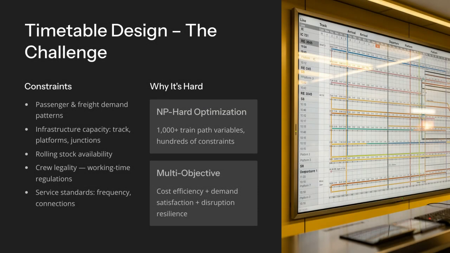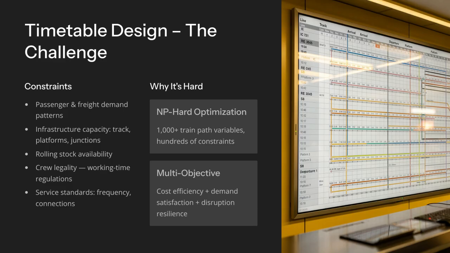Let's talk about timetable design in a bit more depth, because on the surface, it sounds straightforward. Work out which trains run and when. But underneath that, it's one of the hardest combinatorial optimization problems in the entire field of operations research, and I want to show you why.